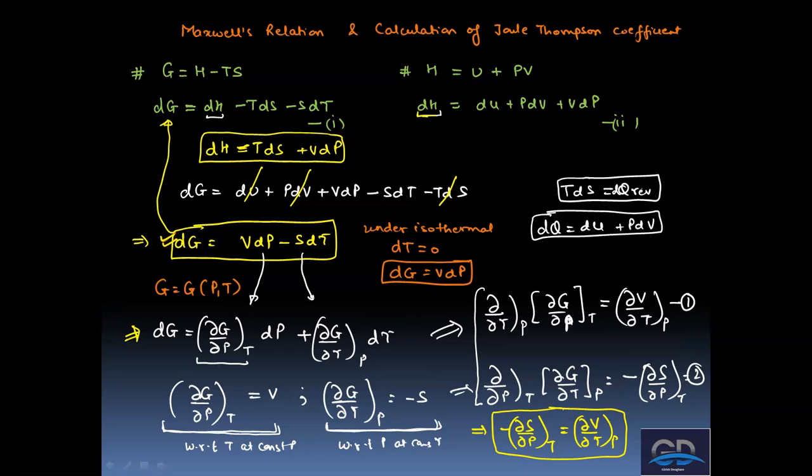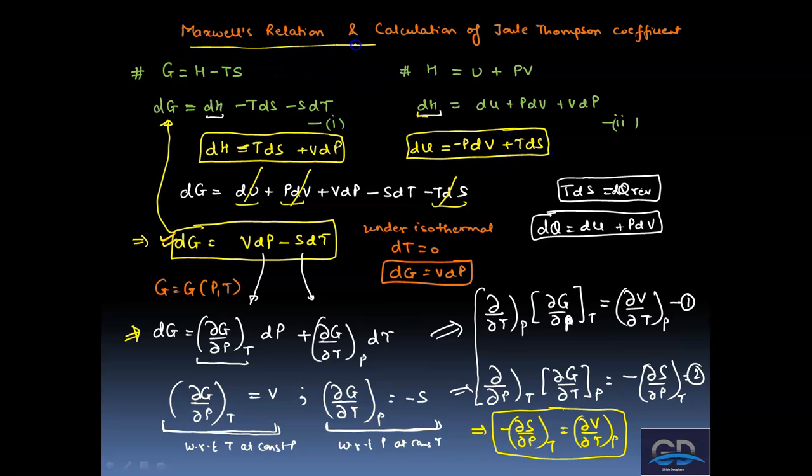Further, we can also try to derive the expression for dU. That is, the terms that we have cancelled in this equation, we can take that, and from here we can say that dU will be equal to PdV minus PdV plus TdS. So these are the Maxwell relations.